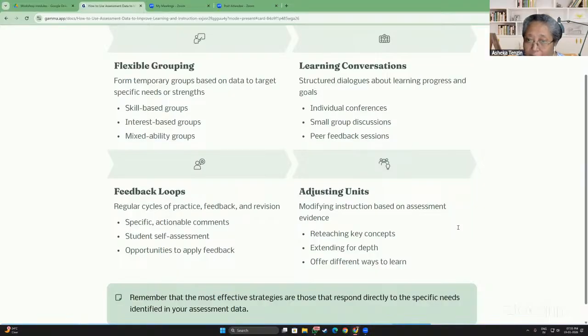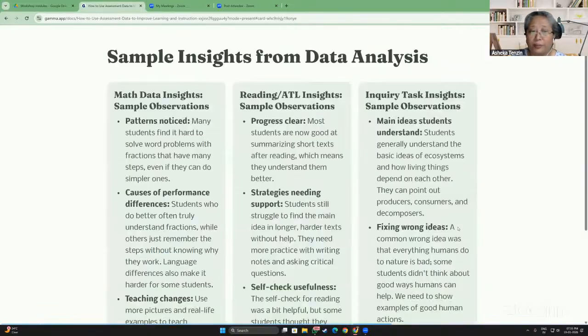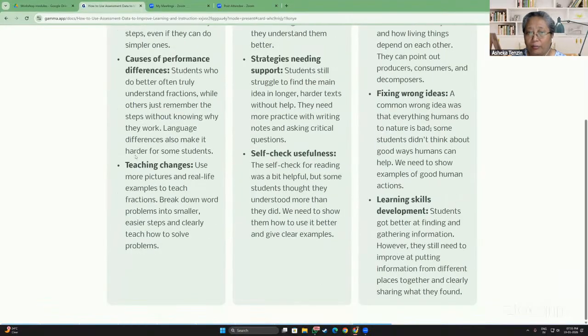Another strategy is adjusting your unit. Once you get the data and you have analyzed it, how will you modify instruction? What will you do? You need to reteach key concepts. So in the previous year, in this particular data that I had given, over here, you may have to reteach by giving more pictures and real life examples for the math class. Okay. Here you may have to reteach them how to self-check. Okay. And here you may have to reteach them how to put information in proper places.